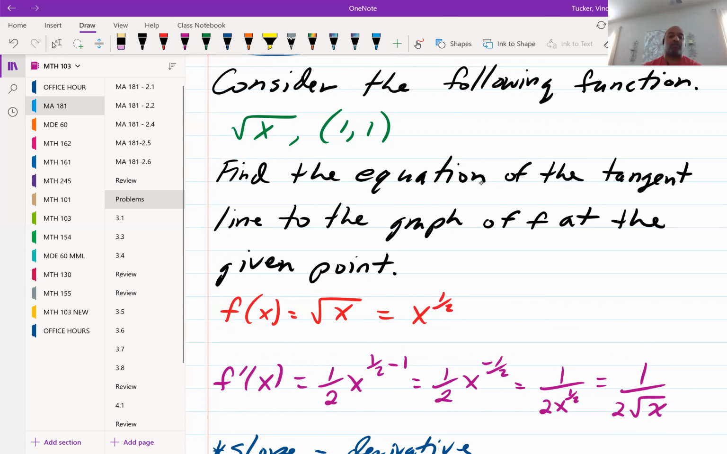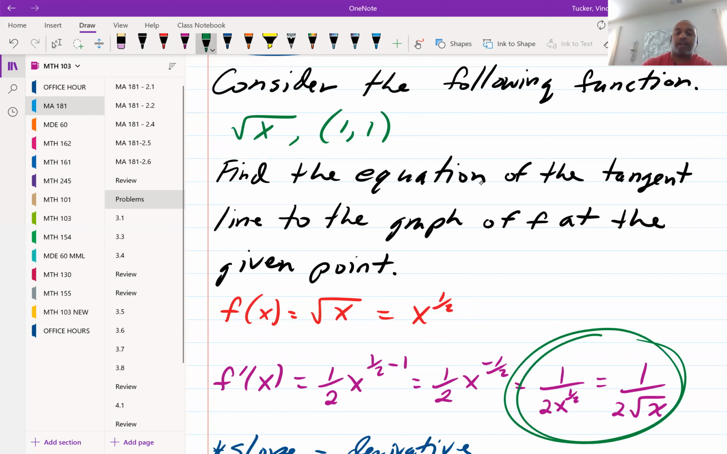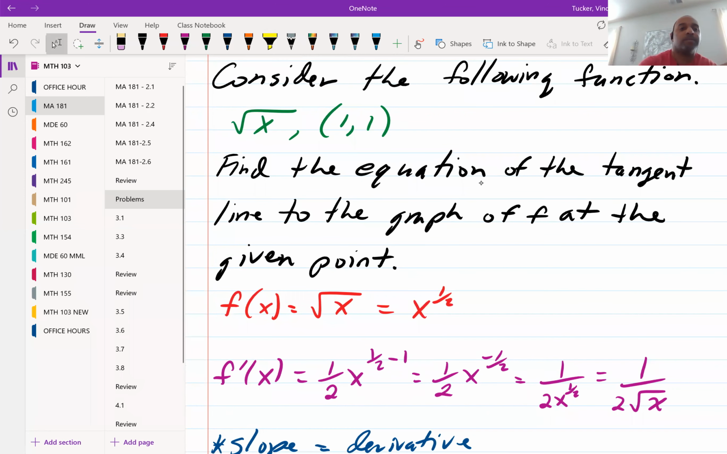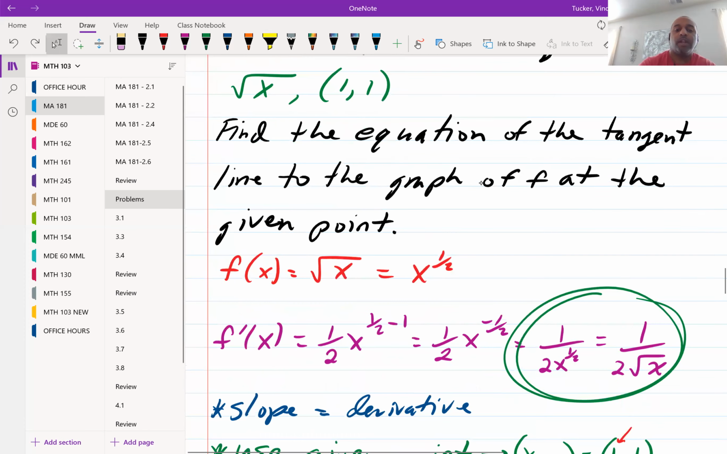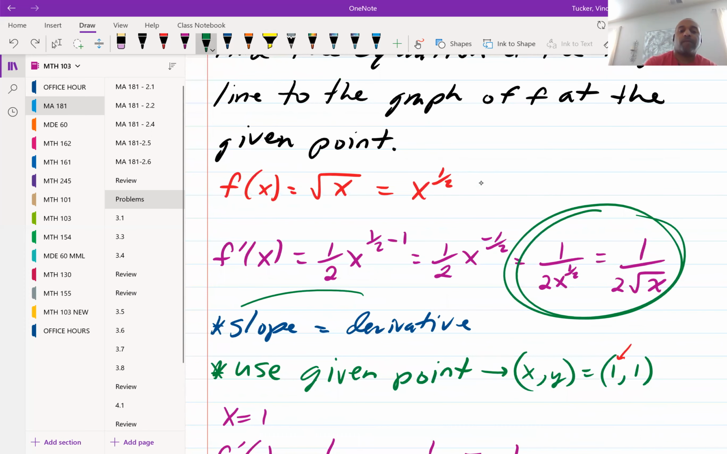So then when I go to my derivative down here in purple, bring your 1/2 down, subtract 1 from your exponent. So that'll be 1/2 x to the negative 1/2. Then drop it down to your denominator to make it positive. So either one of these two will be fine: 1 over 2 x to the 1/2, or 1 over 2 square root of x. Once again, just emphasizing the slope is equal to the derivative and vice versa.